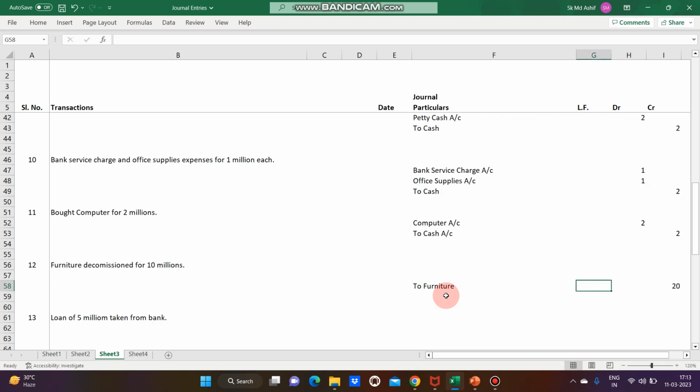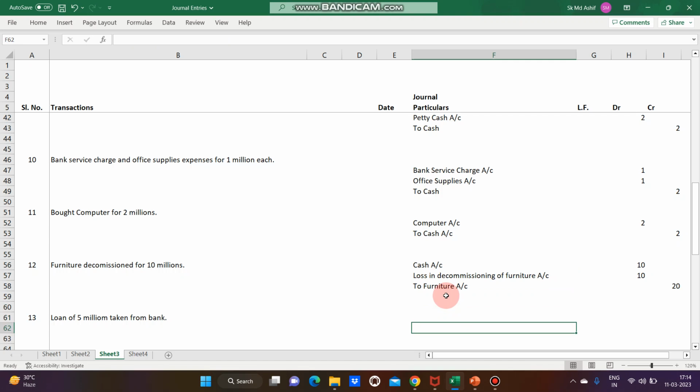And now the furniture is being sold, decommissioned for 10 million. So there's an increase in cash of 10. That's why it's a debit. Now the difference between 10 and 20 here is again 10 million, which is a loss. So the value should have been 20, but we are getting 10. So 10 is a loss here. So increase in loss will be debited, and here I will write the account.